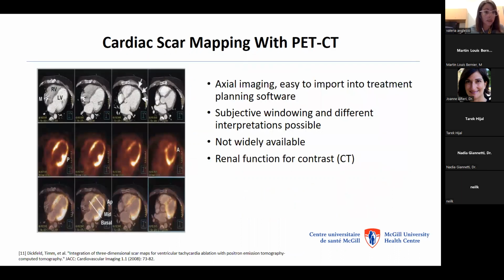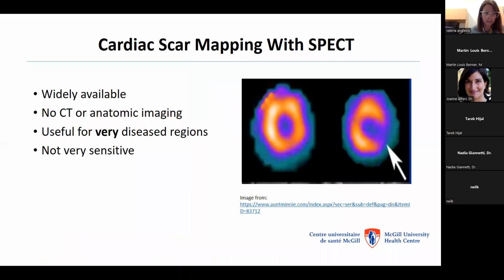PET-CT is another possibility. Since the images are actual, it's easier to import them to the treatment planning software. But on the other hand, subjective windowing and different interpretations are possible. Also, renal function might be an issue in this kind of imaging. Next slide.